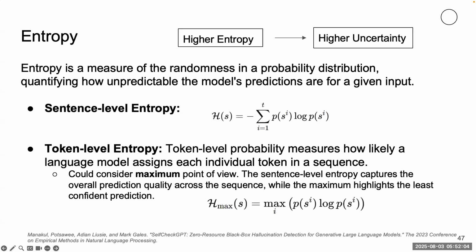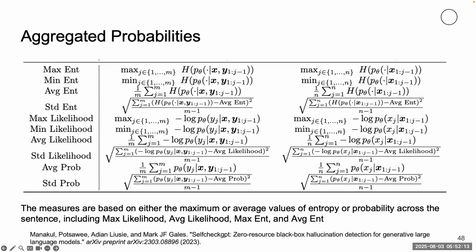And then there are some other ways of aggregating probability. If you have the probability for a certain token, there are multiple ways to aggregate it. You don't have to do entropy. You can do maximum entropy, like I said before, and you can also do minimum entropy, average entropy, and the standard deviation of the entropy between the tokens. You can also do the likelihood. You do not need entropy, which is defined as P log P; you can just use the likelihood directly.